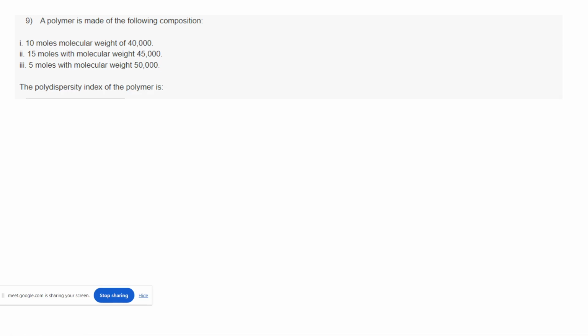Here you have to calculate the polydispersity index, which is, first you have to calculate the MW and MN, and then you calculate the polydispersity index from there.